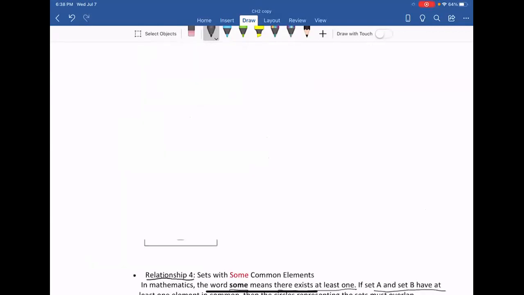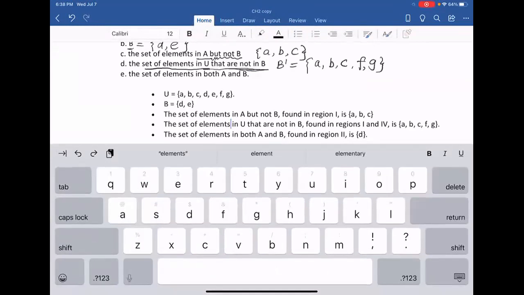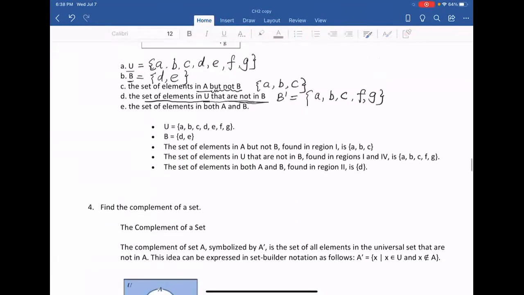Remember, use a comma to separate the elements. Use the comma.